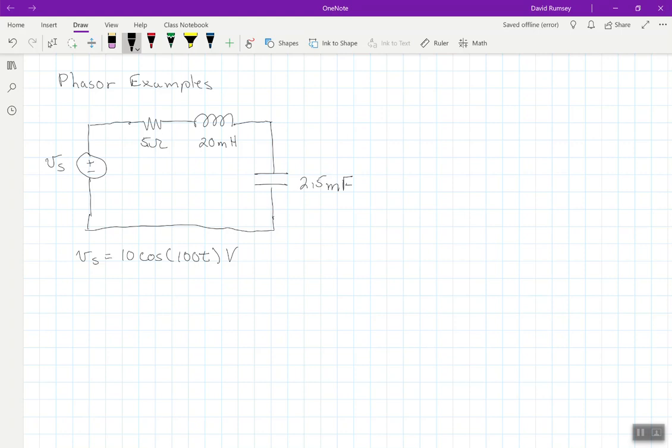Now, when doing these circuits here, before we do any of the analysis here or even ask what it is we're asking for, we're going to need to be doing a phasor transform. But let's see what the question asks us. It says, find the current in the circuit.